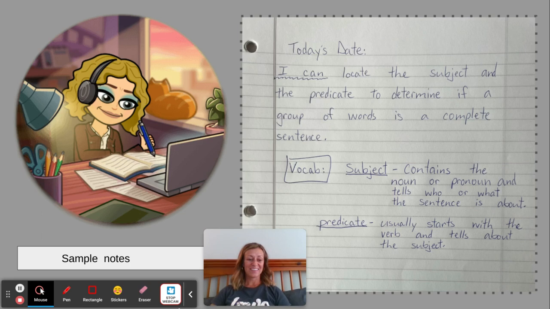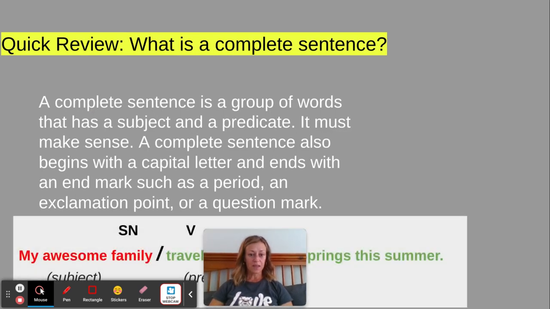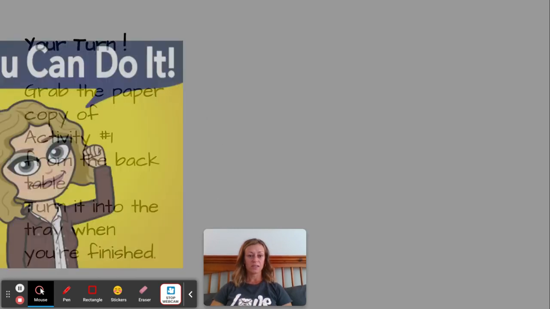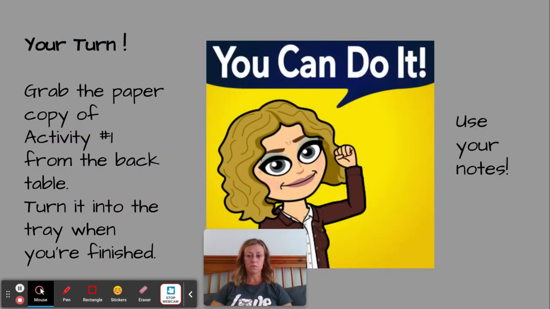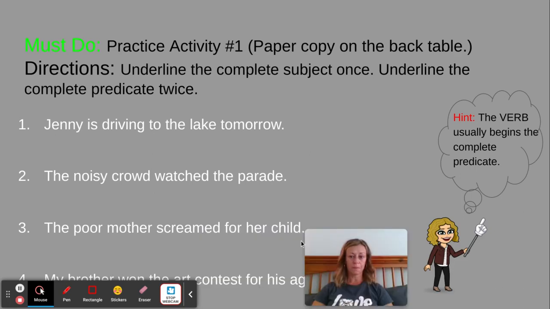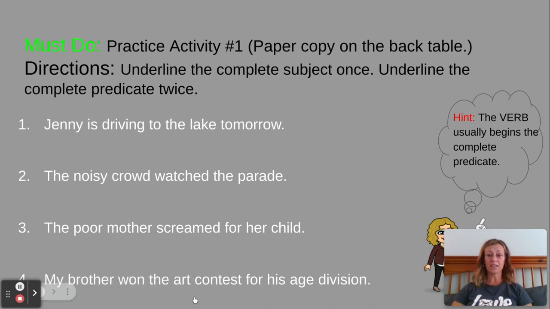All right, guys, it is your turn. So the next thing that you're going to do is you're going to be looking through and you're going to find a worksheet that looks similar to this right here. And it's going to be on the back table. You'll have a paper copy of it. And you're going to do exactly what I did. You're going to underline the complete subject once. You're going to underline the complete predicate twice. And then you're going to turn that into the tray. So good luck.